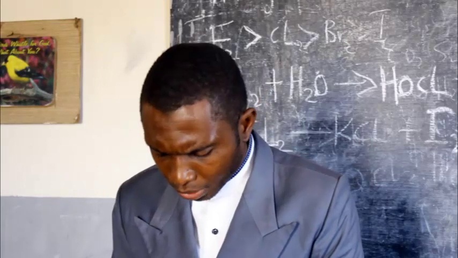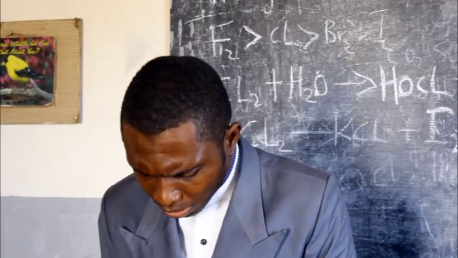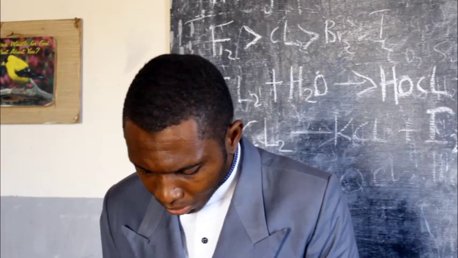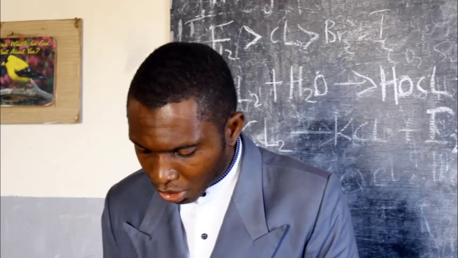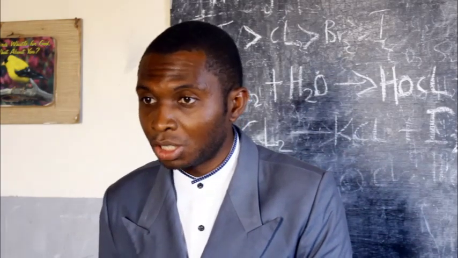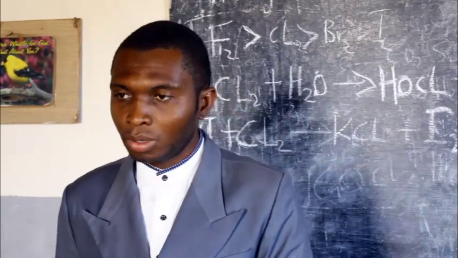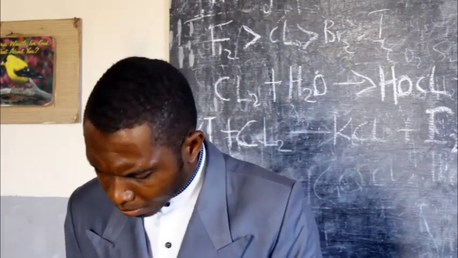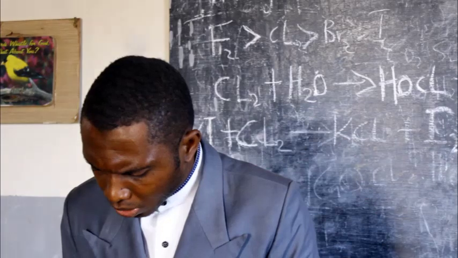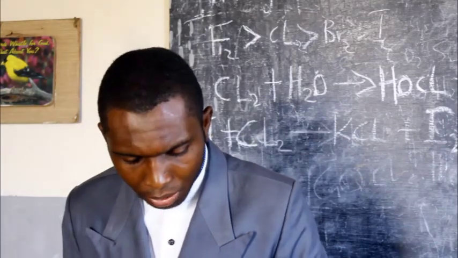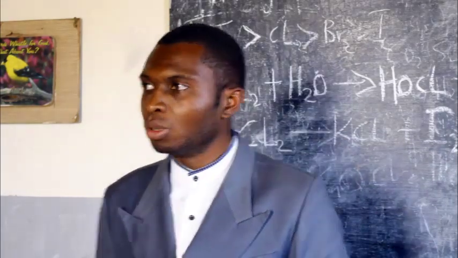Chlorine is used in making chemicals like hydrogen chloride. Chlorine is a very good bleaching agent, used in the bleaching of substances as well. One of its compounds is hydrogen chloride. One of the tests for hydrogen chloride is with ammonia.